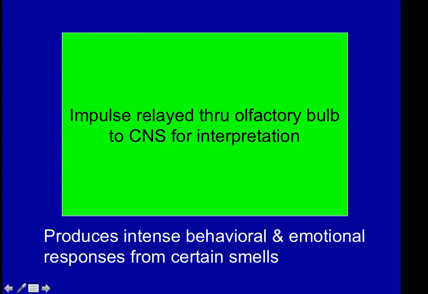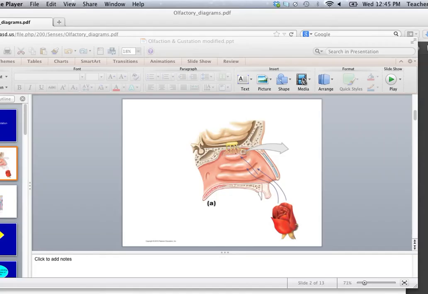All right, I know this one was a short one, but what I'm going to do is switch over and get everything ready here for our taste pathway and our taste labels of our diagrams.